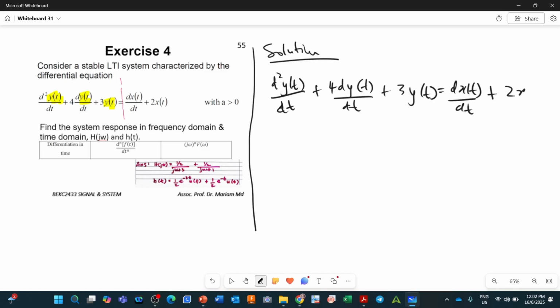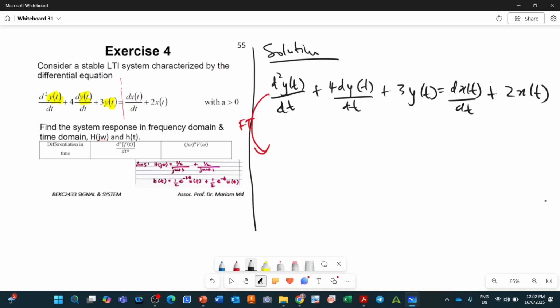plus 2x(t). I noticed that there are some students that do it one by one, means that you take out equation 1, 2, 3, 4, but I think you are going to waste time. So if possible, directly convert it into Fourier transform in terms of frequency domain using the Fourier transform table. So write it beneath the top equation.